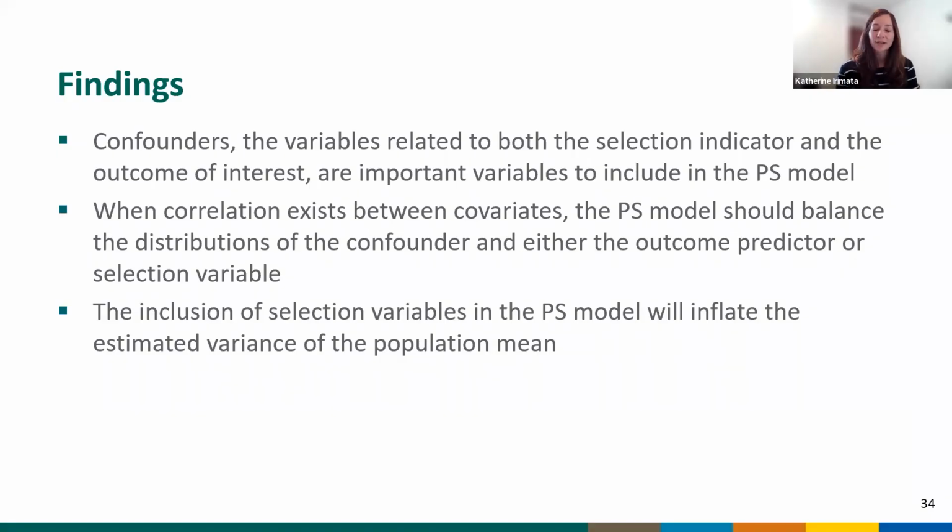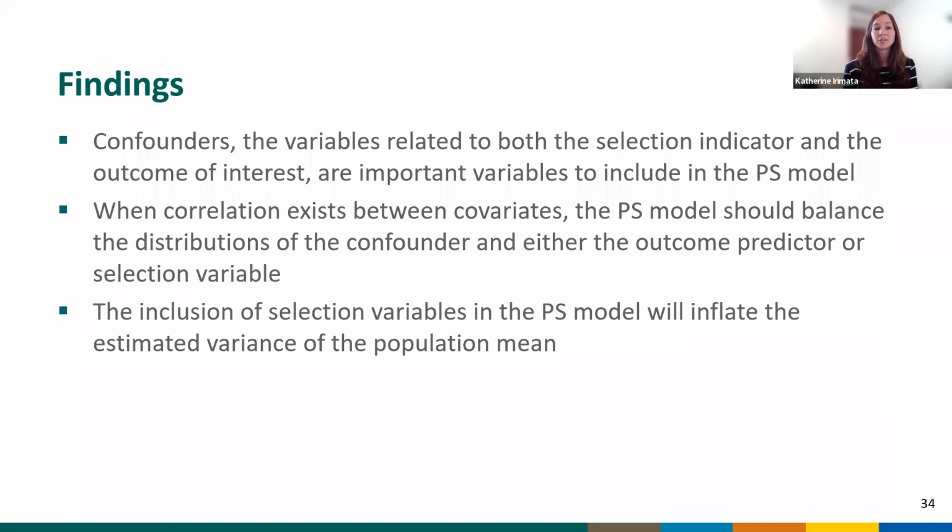So generally, the findings for the study is first, confounders, so those are variables that are going to be related to your outcome of interest and your selection indicator, are the most important variables to include in your propensity score model. If you don't have correlation, just including confounders is sufficient for reducing bias. In the case where you have correlation between your covariates, your propensity score model needs to balance the distribution of the confounder alone or of the confounder with an outcome predictor selection variable, depending on what correlations exist in your data.